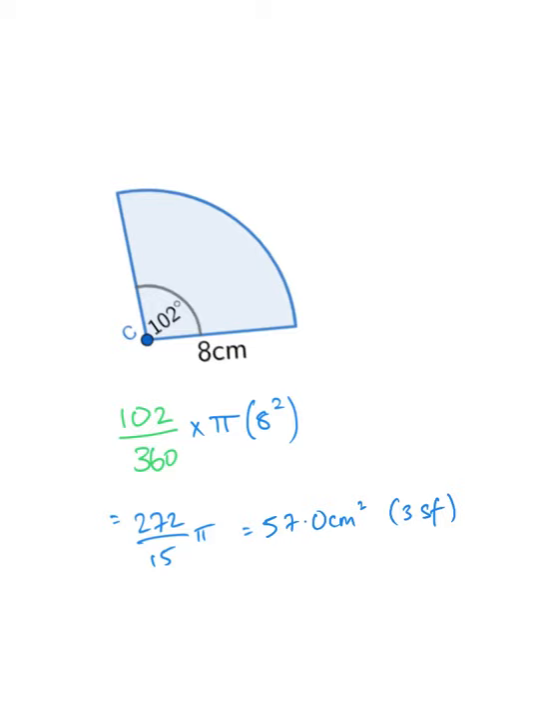So whenever I'm finding the area of a sector, what I'm always going to have is the angle of the sector over 360 multiplied by pi r squared. So always what I'm doing is finding a fraction of the total area.